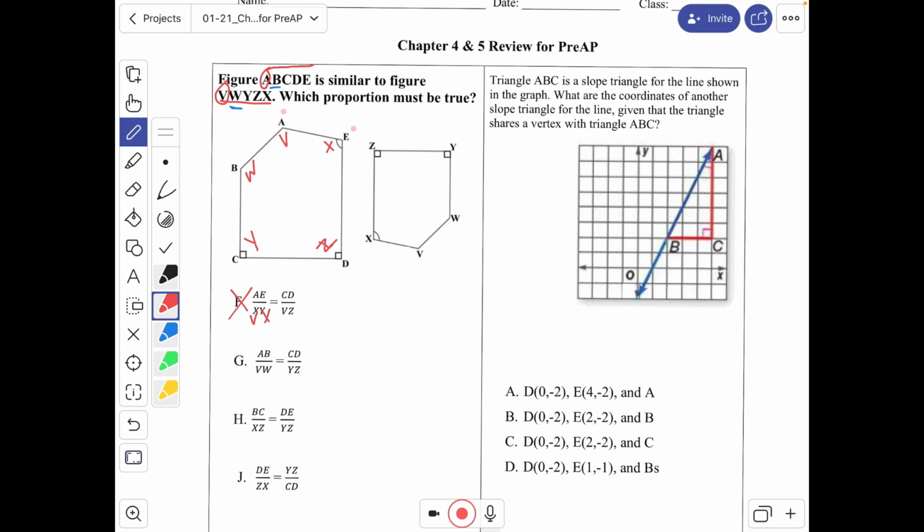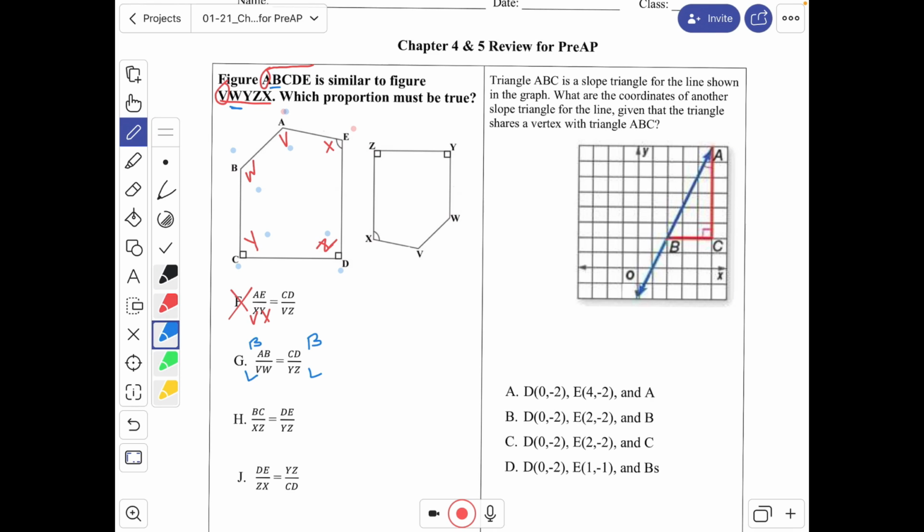So that one can't be it. The next one says AB goes with VW. That is correct. It also says that CD goes with YZ. That is correct. Those do match up. And also, AB comes from the big shape, and CD also comes from the big shape, and YZ went from the little, and VW also went from the little.